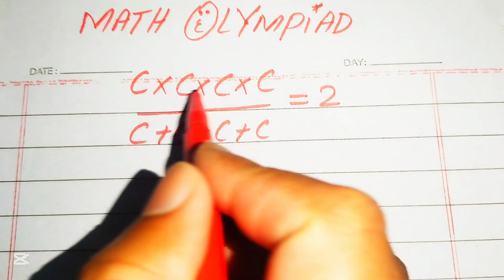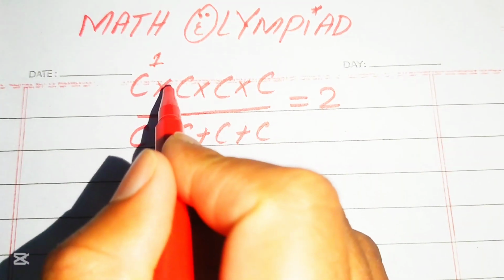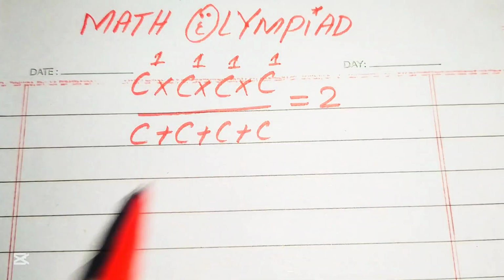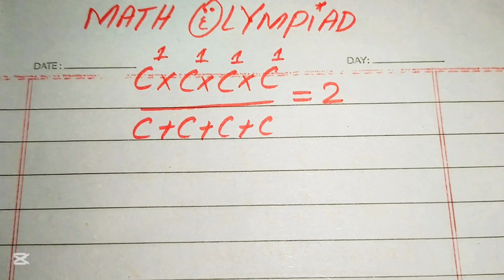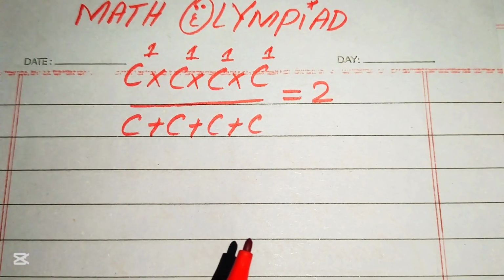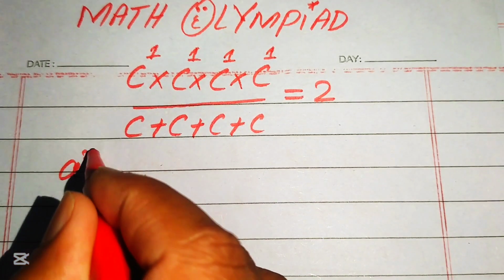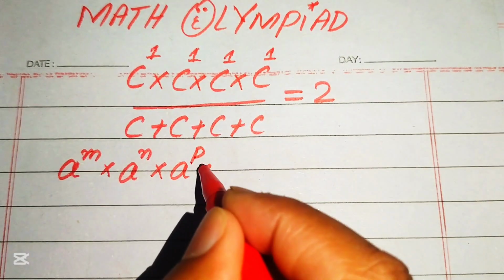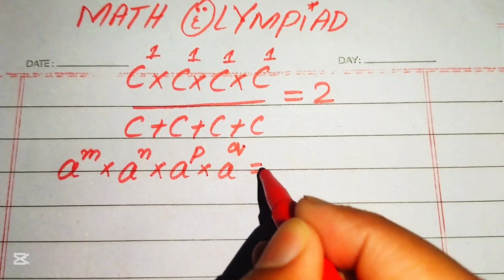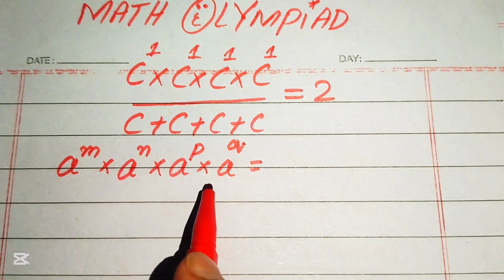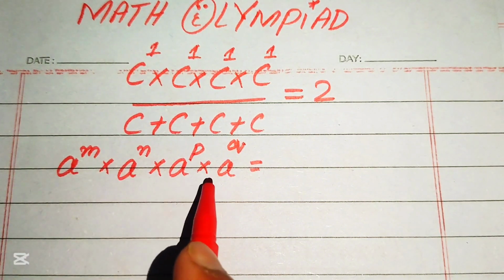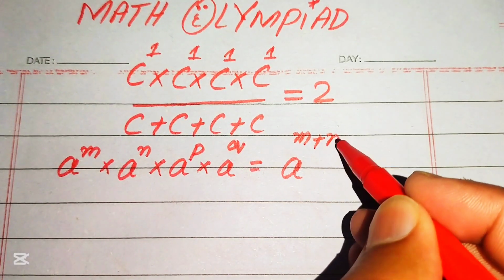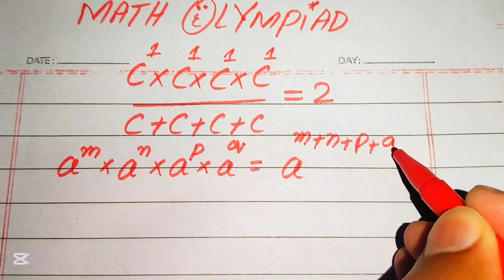Here we have 4 c's, c is multiplied 4 times, and each c has an exponent of 1. So we can apply this nice exponent law. We know that if you have a to the power of m multiplied by a to the power of n multiplied by a to the power of p multiplied by a to the power of q, and the bases of all of these are the same, we add the exponents, and it will be written as m plus n plus p plus q.